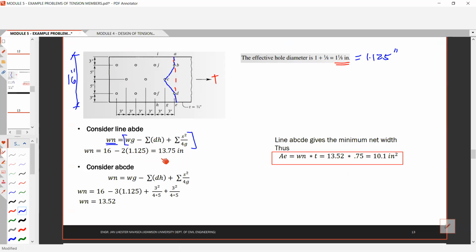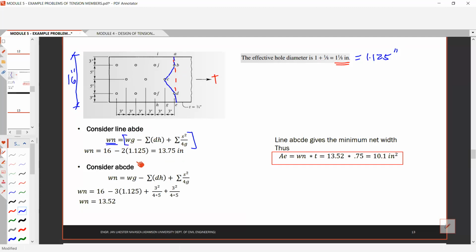Okay, and there is no Cochrane's equation, sir, since there are no inclined portions in the line ABDE, no diagonal fracture. So it's just simply WG minus the summation of your DH. So you have a net width of 13.75 inches considering the line ABDE.